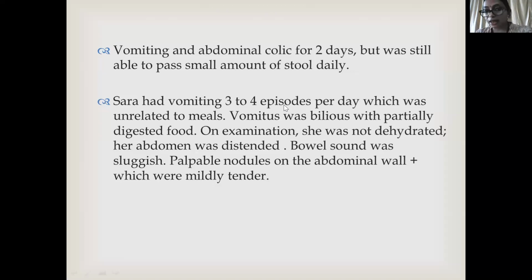Bowel sounds were sluggish. So if you're having sluggish bowel sounds, what does it mean? It means that it's an incomplete obstruction. Okay, it's not a complete obstruction, because in a complete obstruction you would not get any bowel sounds, right? Okay. So next, what happens to her?